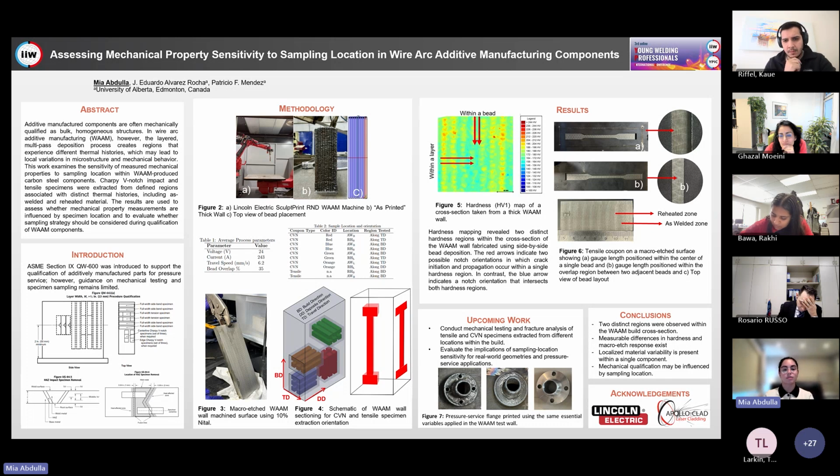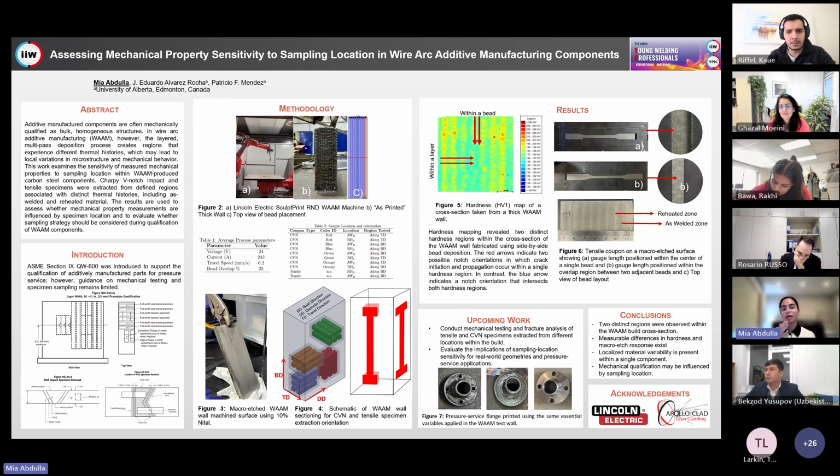To look at this, we used the Lincoln Electric Sculpin R&D WAM machine, and we built up a wall 9 beads across and 150 layers up, so it was about 9 inches high. We had 9 beads going across, and every layer we switched the travel direction by 180 degrees. We wanted to keep the travel speed constant, so we wanted to prevent a dragon back profile or a sloped wall, if you would. So we switched travel directions.